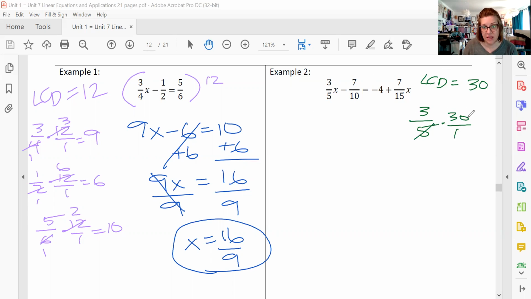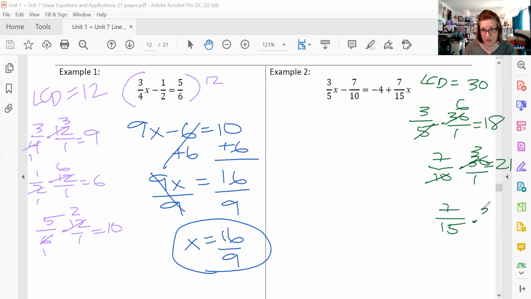3/5 times 30, I can cross cancel. That's going to be 18. 10ths times 30 over 1, again I can cross cancel. That'll be 21. And then 7/15 times 30. 15 goes into 30 two times, so that's going to be 14. I ran off the side there, so I'm going to rewrite everything, because I'm going to take this whole thing and times it by 30. 3/5 is going to be 18x.